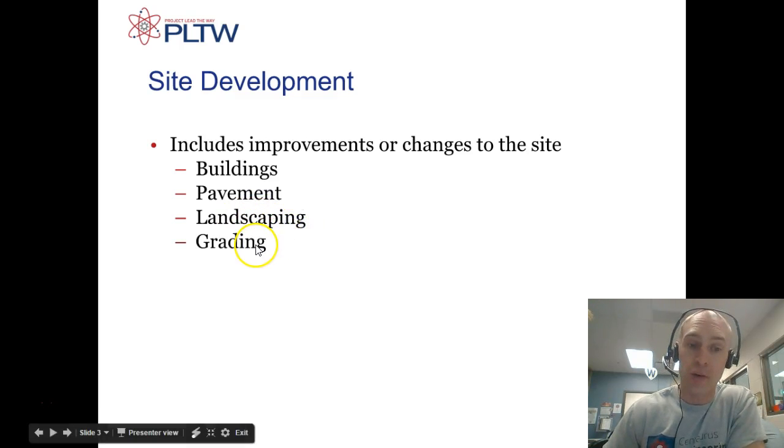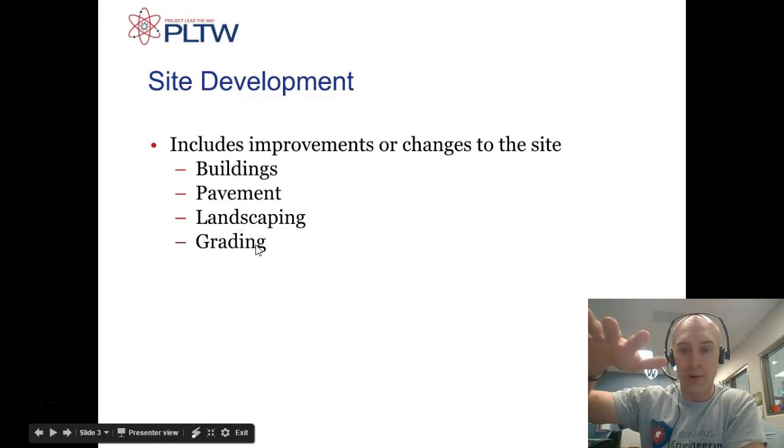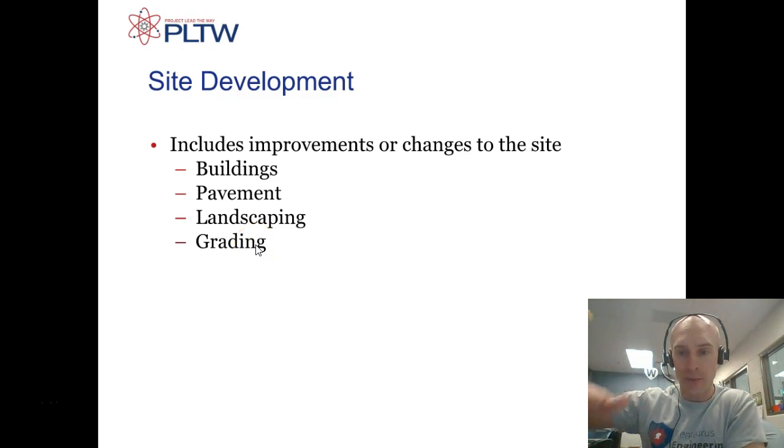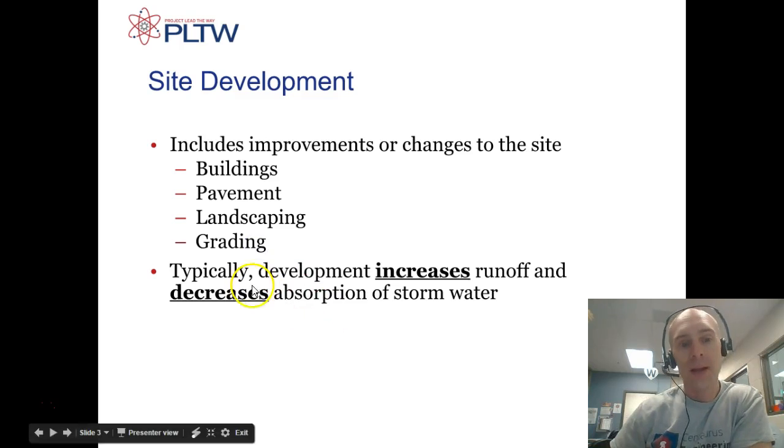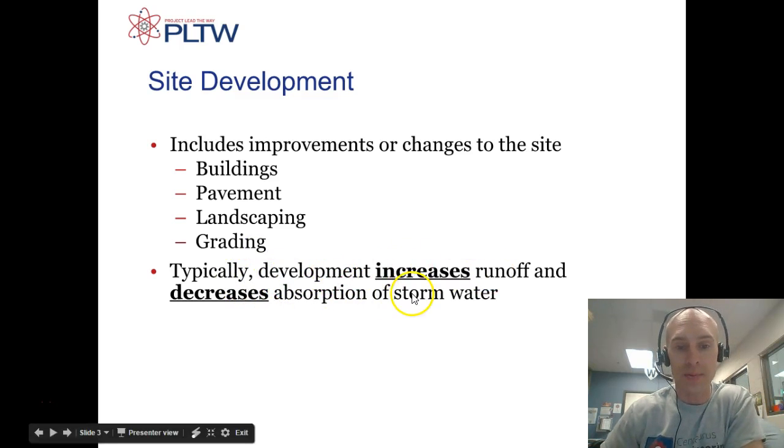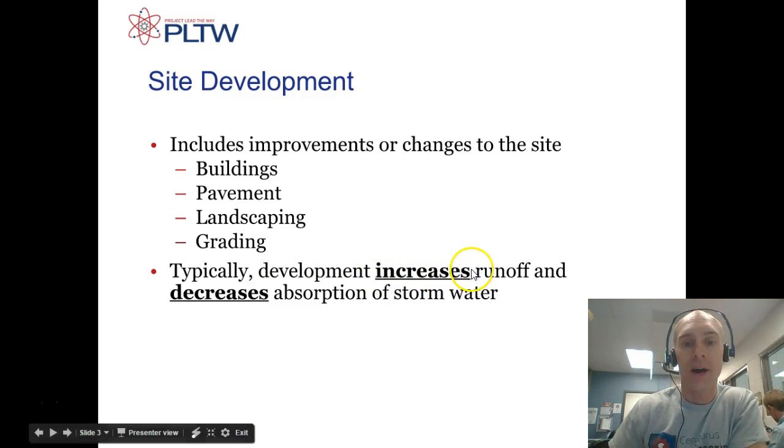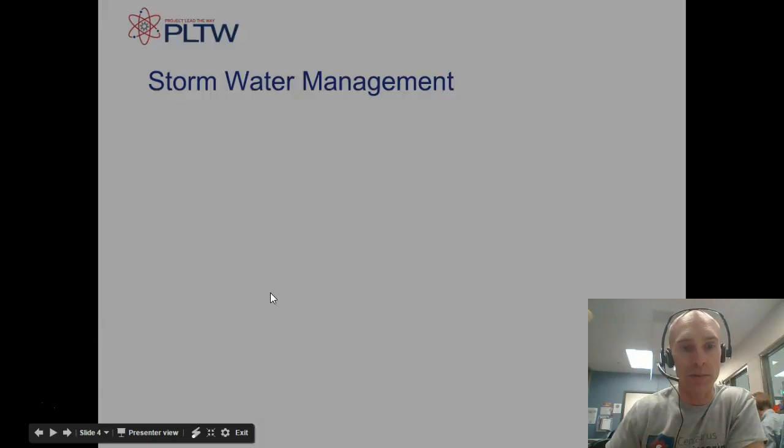So some improvements or changes to the site would be buildings, pavement, landscaping, anything that does not allow water to seep in. Even grading of the site, changing the slope of the land changes how much runoff there is. So typically, development will increase the runoff and decrease the absorption of the stormwater. More water into the streets and waterways, less absorbing into the ground. That's typical. Atypical would be digging up an old parking lot and then planting grass there. Okay, that would actually reduce the runoff, but most things are increasing runoff, decreasing absorption.